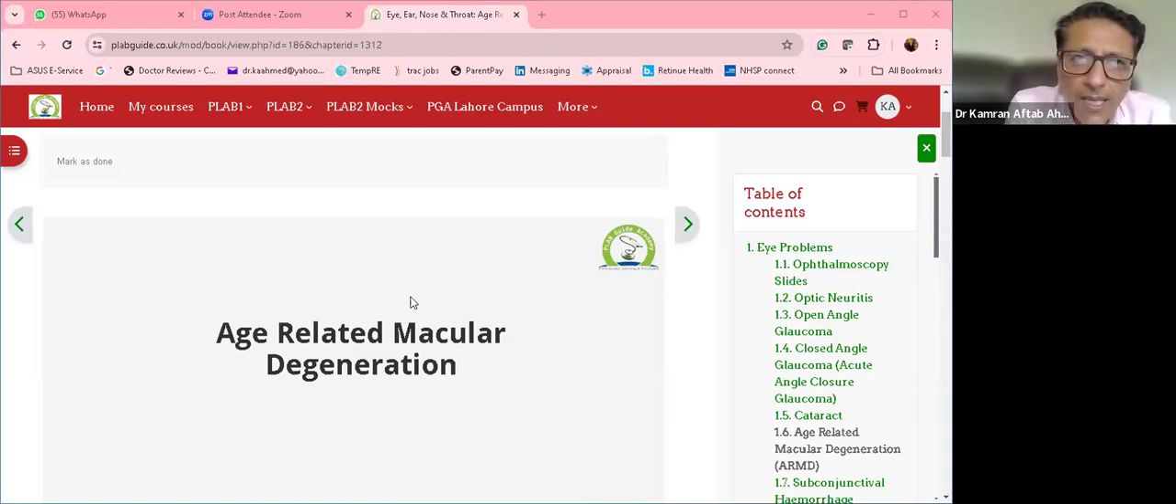In most cases, yes, we will register patient as partial sighted or as blind if they have got age-related macular degeneration, either dry or wet. Okay, sorry, Samra, you raised your hand. What do you want to ask?